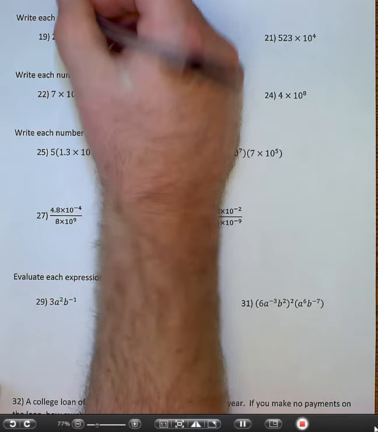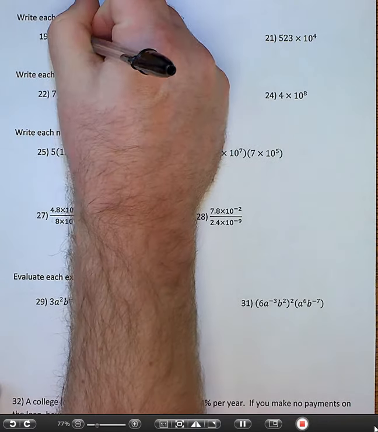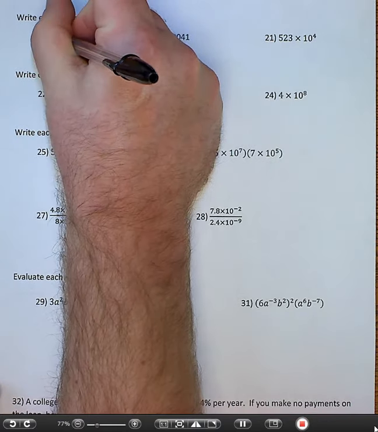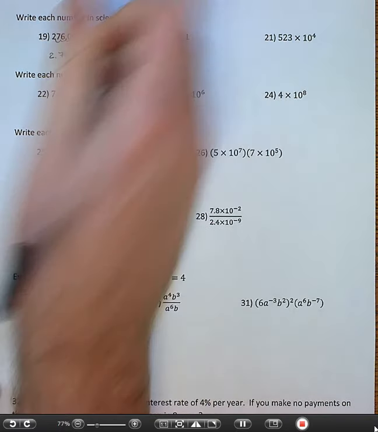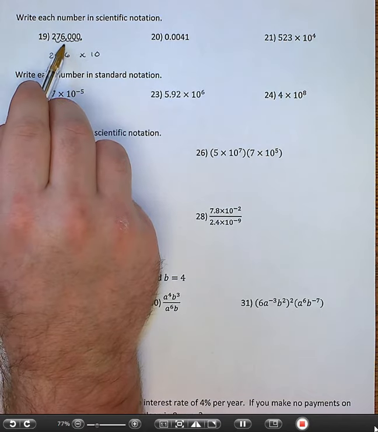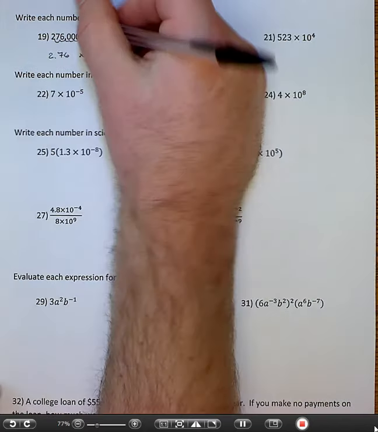The decimal's here. It needs to be here, so it needs to move 1, 2, 3, 4, 5. 2.76 times 10. Now that's a big number, so that means it's going to have a positive exponent attached to it. So that's positive 5. We're done with that one.